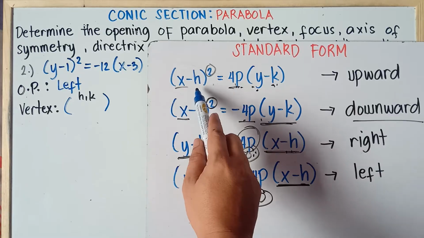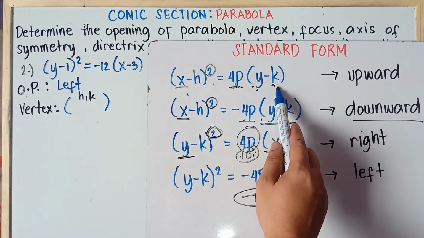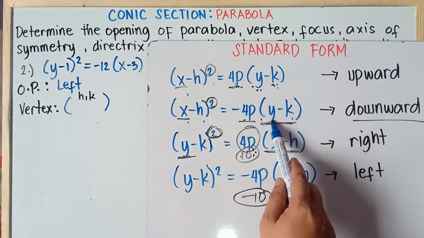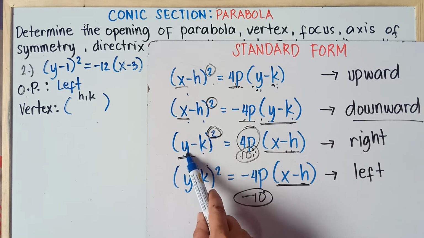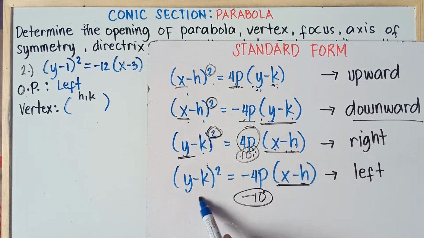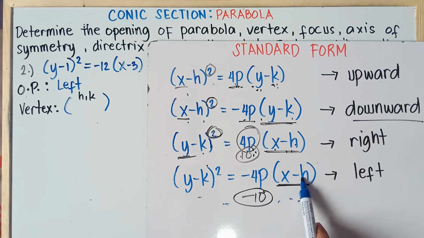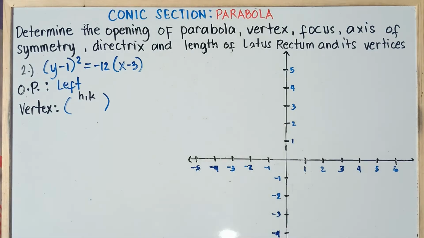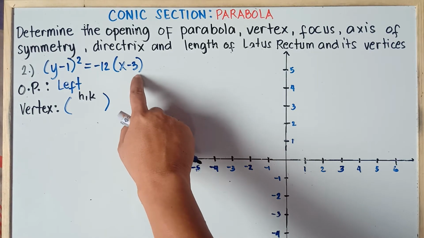H is always beside x, and k is always beside y, right? Check the equation, class. H is always beside x, k is always beside y. Same with this one. So therefore, h is always beside x. This will be our h.